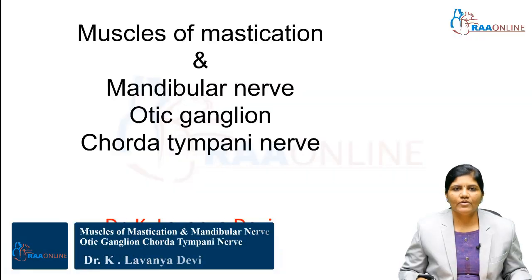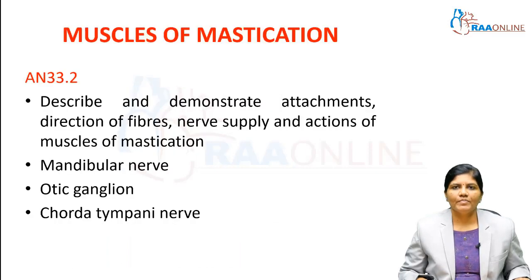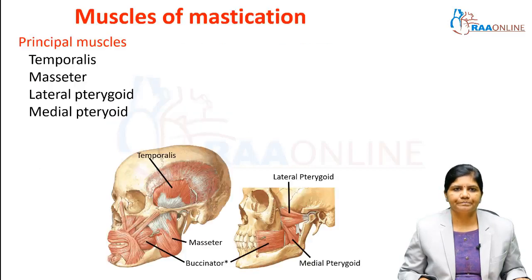Welcome to Raaonline. Today's topic of discussion is muscles of mastication, mandibular nerve, Otic ganglion and Chorda tympani nerve. The competency of this topic is to describe and demonstrate attachment, direction of fibers, nerve supply and actions of muscles of mastication, mandibular nerve, Otic ganglion and Chorda tympani nerve.